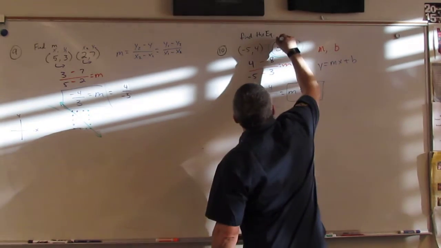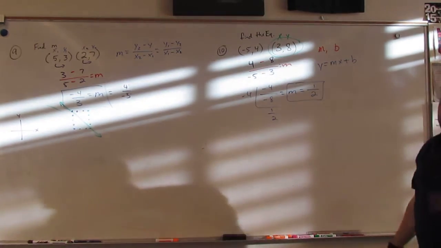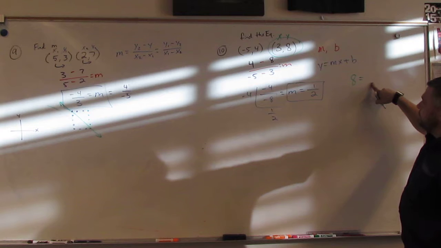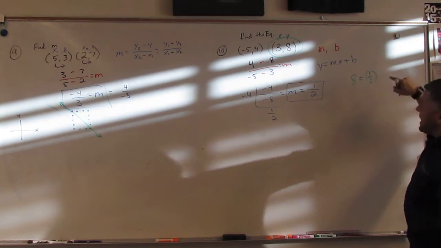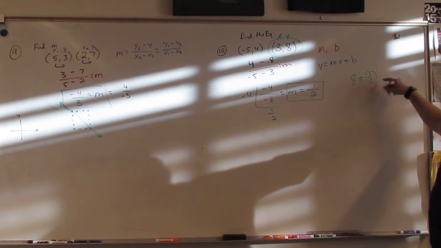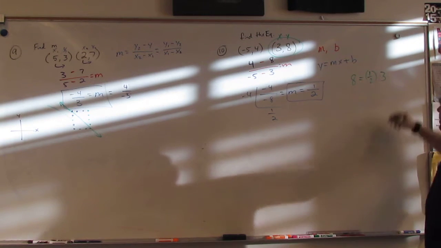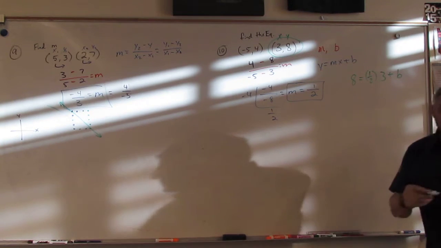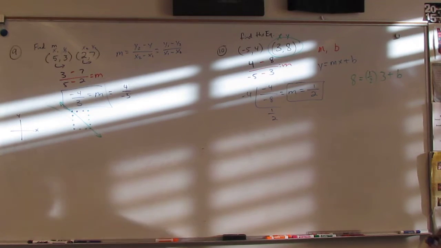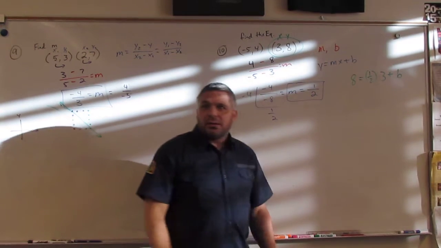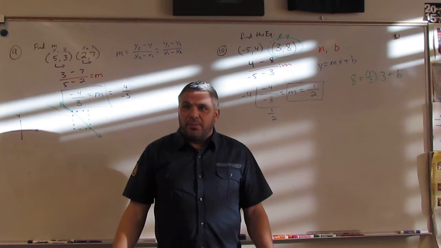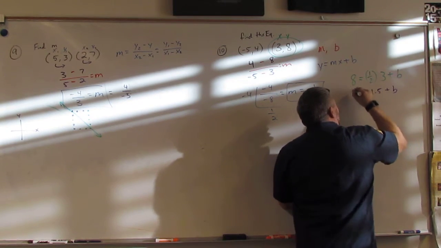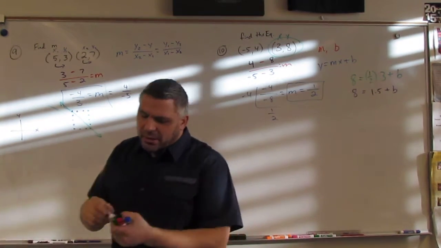So, remember, this is x and this is y, correct? So what's y? 8. What's m? 1/2. What's x? 3. Right? What's b? Well, if we knew that, we wouldn't be doing this, right? So it's b. Okay? So, what is half of 3? 1.5.